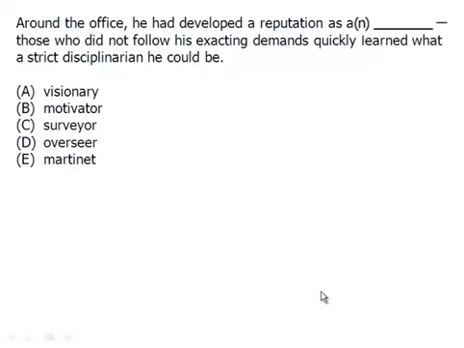In this video, we're going to learn a couple of important things. First off, we're going to revisit the idea of looking for the clues in the sentence, trying to find out what that blank is about. So that's really important. Look for those clues. In this sentence, again, we can read it. Around the office, he had developed a reputation as a blank.